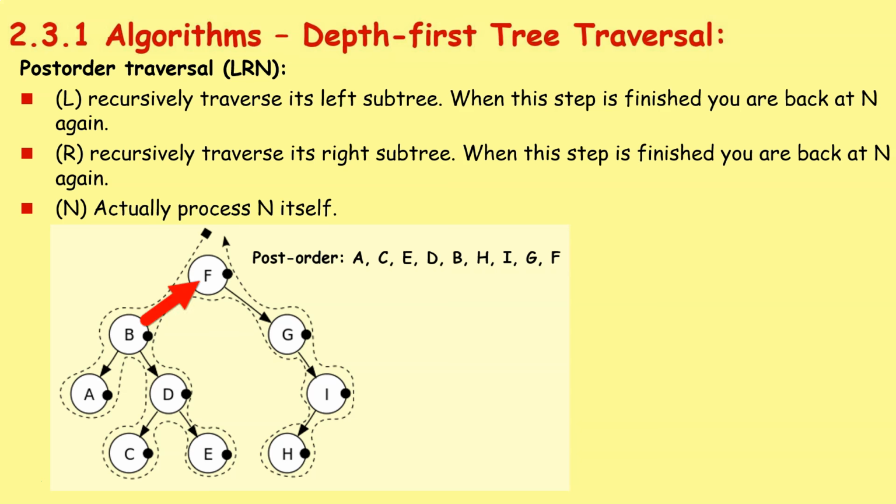I finished the left-hand side. Now I need to go to the right-hand side. I go right. There is no left, so I go right again. Then I go left and I get H. I backtrack. There is no right, so I have I. Then I backtrack again and get G. And then I backtrack one more time to get F.